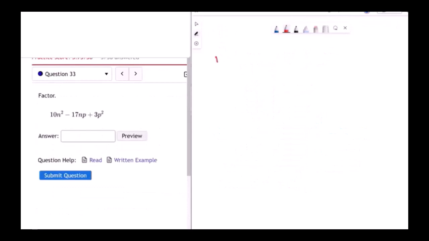First step, GCF. Do I have anything in common between all three? No, 1. Second step, I want to find two numbers. When I multiply them together, equals A times C. A times C is 10 times 3 is 30. When I add them together, it equals b, and b is equal to negative 17.